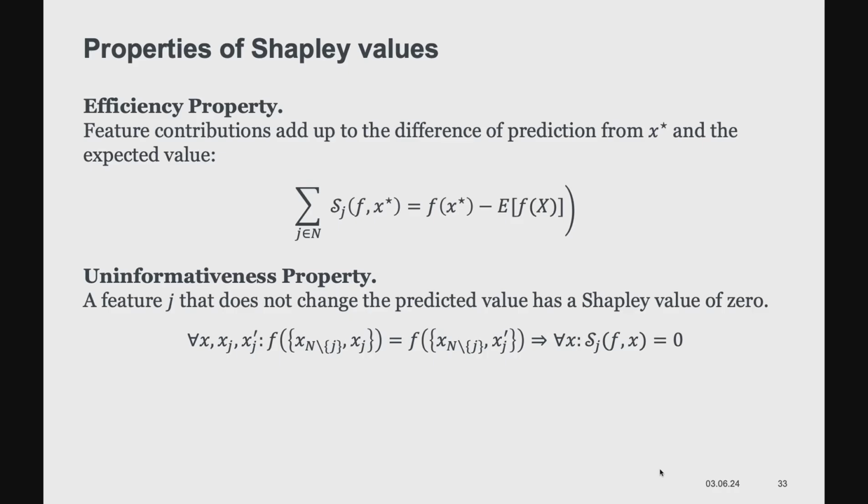I also have this uninformativeness property. And the uninformativeness property says a feature J that does not change the predicted value has a Shapley value of 0. So whether I have this team player, this attribute, or not does not lead to a different contribution.